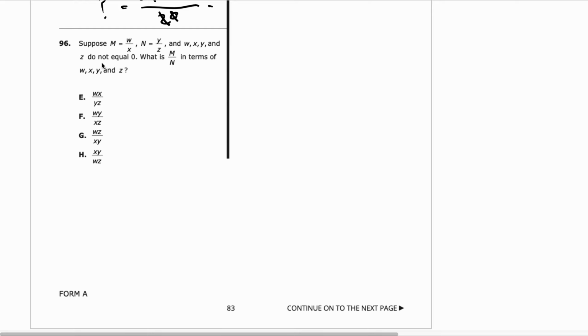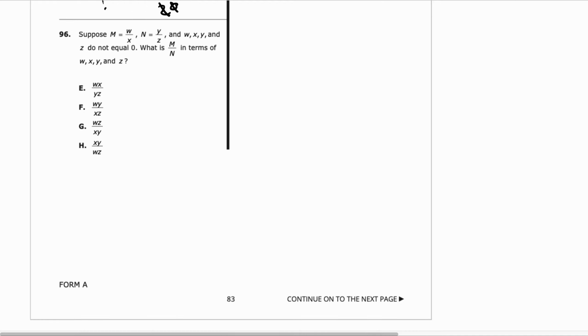Okay, so now 96. Suppose M is equal to W over X. N is equal to Y over Z. And W, X, Y, and Z do not equal 0. What is M over N in terms of these variables? Okay, so I'm going to do M over N. And now I'm going to substitute. So for M, I can substitute W over X, right, according to this first equality. And for N, I substitute Y over Z, right, just plugging that in.